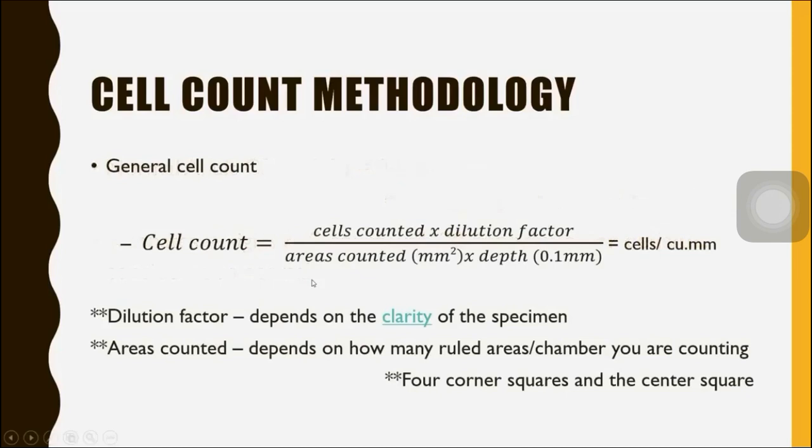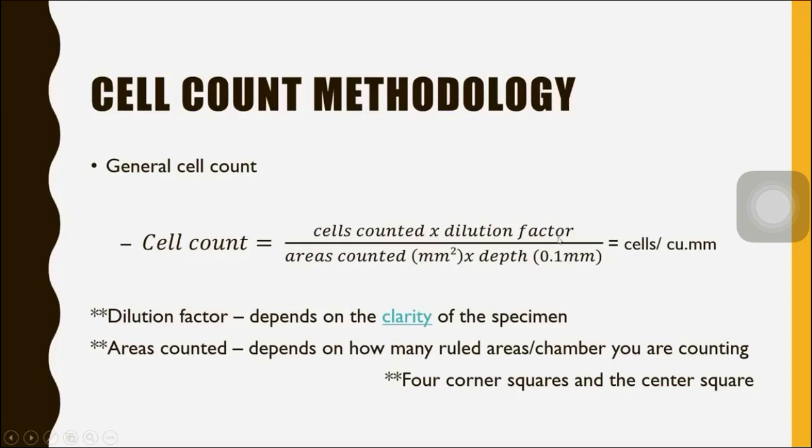So how will you perform cell count for CSF? Actually, lahat ng cell counting natin, isa lang yung formula. It can be for sperm count or sperm concentration, pwedeng WBC, platelet count sa hema, WBC count sa hema, RBC count sa hema. So pare-pareho lang ng formula yon. So yung general formula natin for cell count is the number of cells counted multiplied by the dilution factor, over areas counted multiplied by depth. Dilution factor is the reciprocal of the dilution. So yung depth natin, constant na yan at 0.1 millimeter.